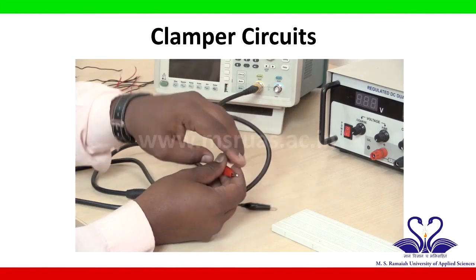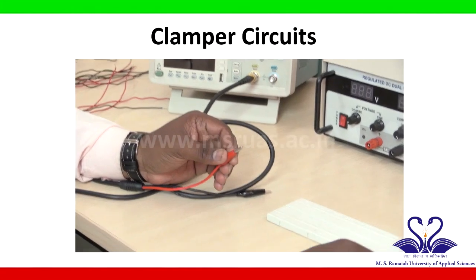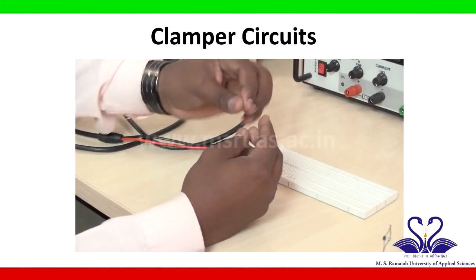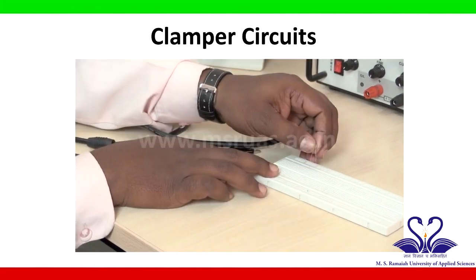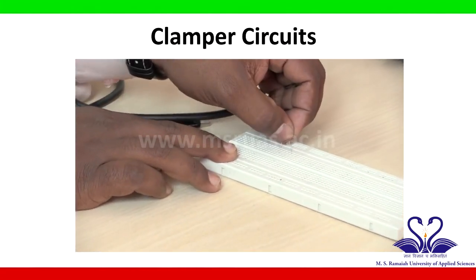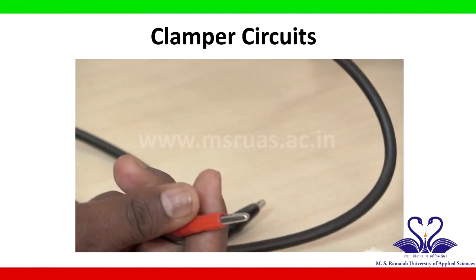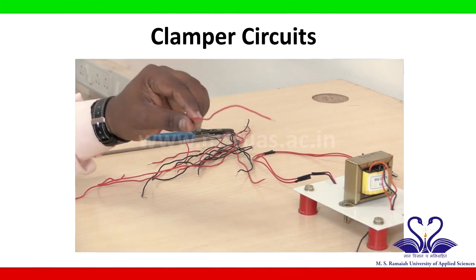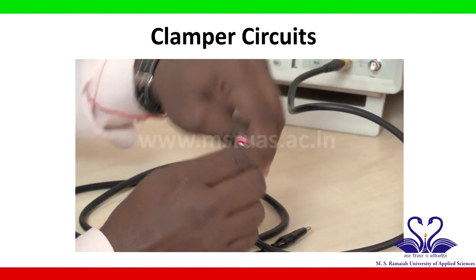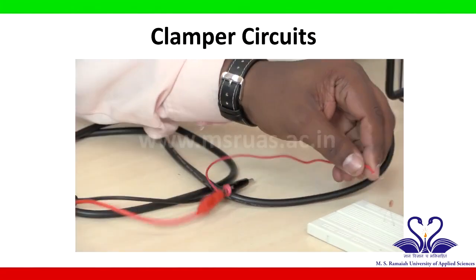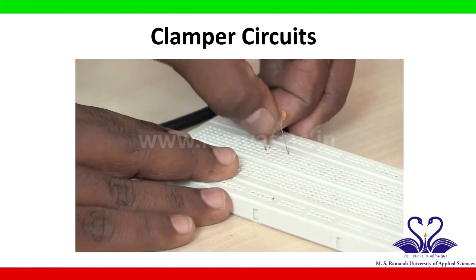According to the circuit diagram, the positive of the function generator or the input voltage is connected to the capacitor. So this is a capacitor. I will take this capacitor and connect it in the breadboard. This is the positive of the function generator, which is connected to one end of the capacitor. So take a wire and connect to the capacitor's one end.